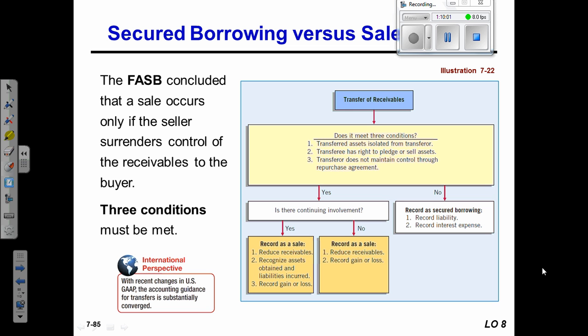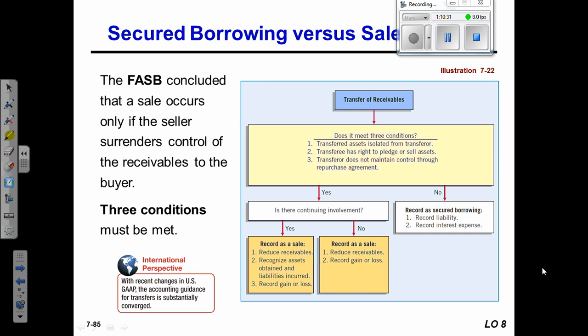Then if there's continuing involvement, if yes, you reduce your receivables, recognize assets and liabilities incurred, and recognize the gain or loss, so you still record it. If there's no continuing involvement, you reduce your receivables and just record the gain or loss, okay? You don't recognize assets or obtain liabilities incurred. There's no with-recourse liability, okay? And if it doesn't meet these conditions, it's just secured borrowing, right? Now you've effectively done an assignment. You'd have interest expense and a liability.